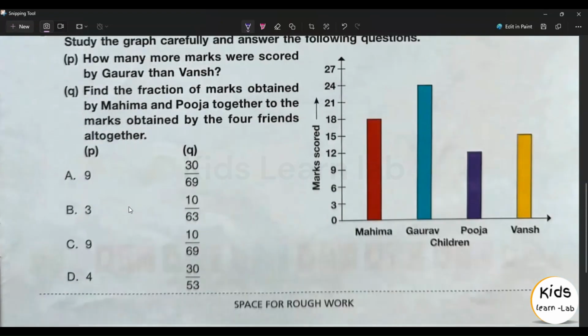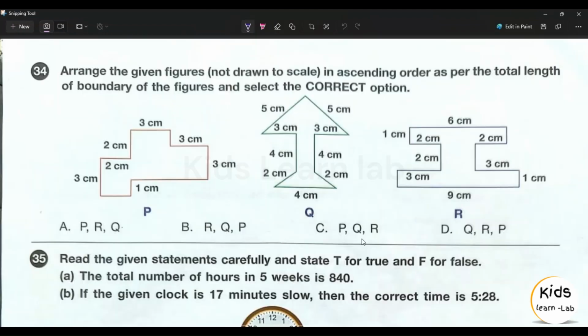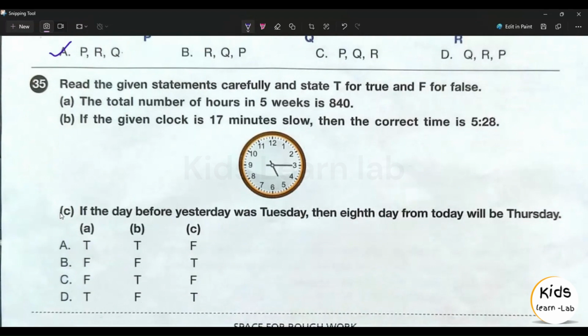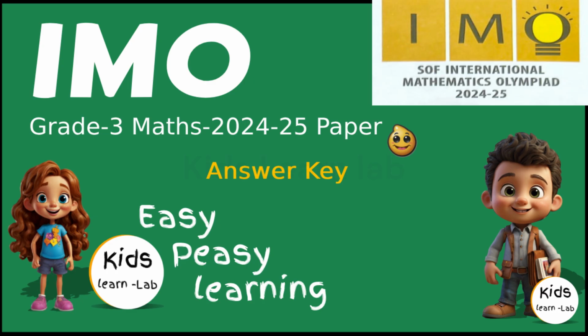33rd question right answer is option A. 34th question right answer is option A. 35th question right answer is option D. So we are done with the answer key of class 3 question paper set A.